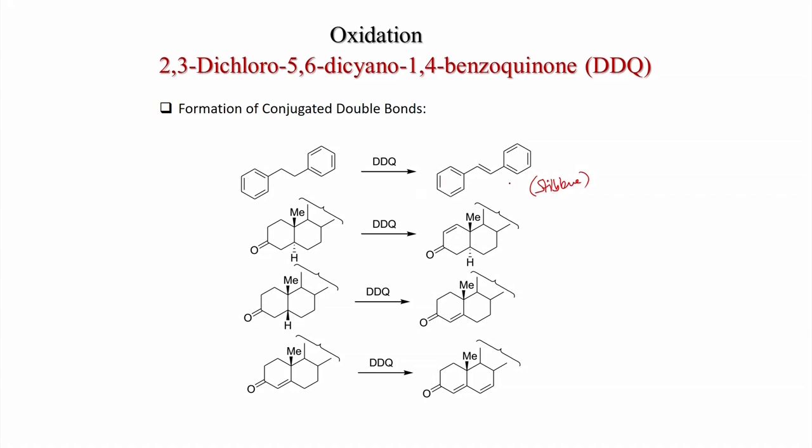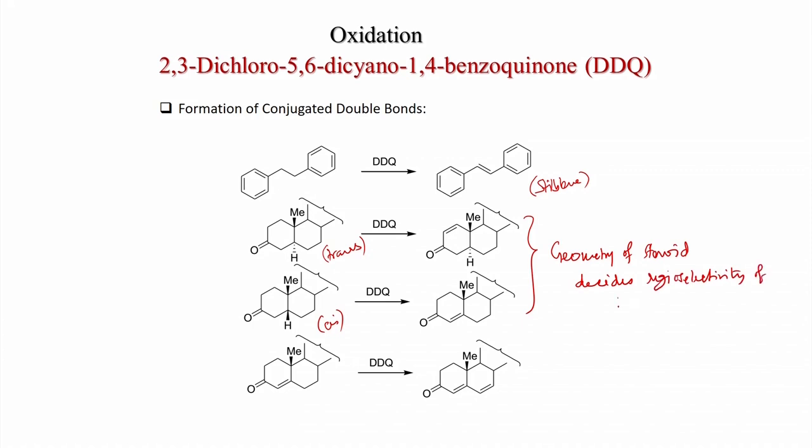So, DDQ generates the stilbene, and it is very interesting that if you have a trans steroid, so these are steroid compounds, we will see the mechanism later also. In a trans system, you get dehydrogenation from this side and in a cis system you get dehydrogenation from this side. So, this is the geometry of the steroid that decides the regioselectivity of unsaturation, or regioselectivity of DDQ oxidation. So, it is the geometry of the steroid: if it is trans then this side, and cis this side.